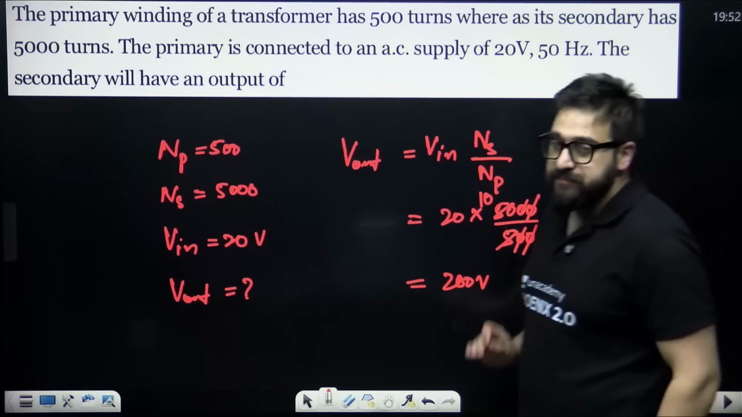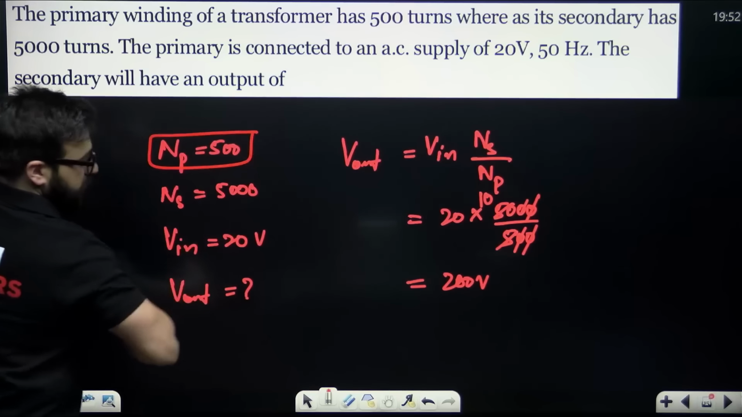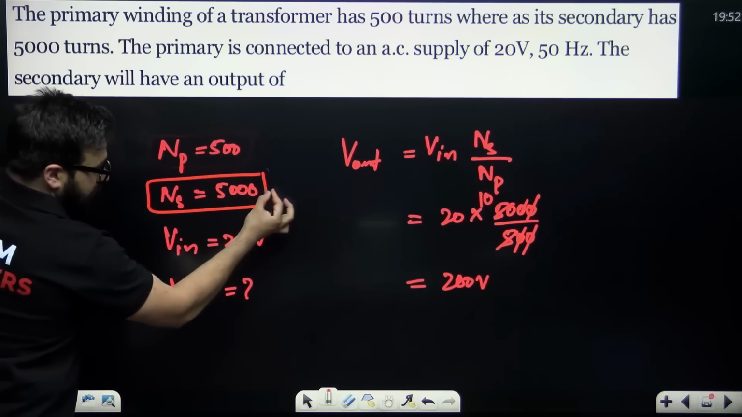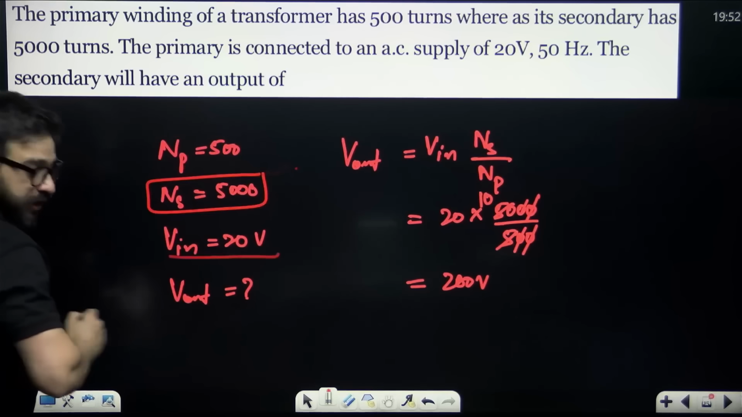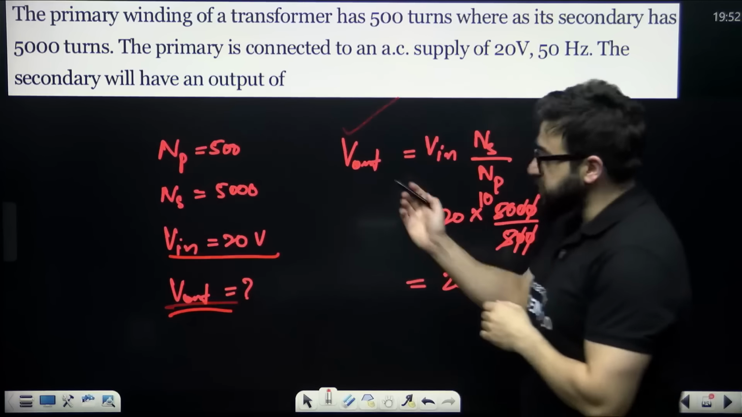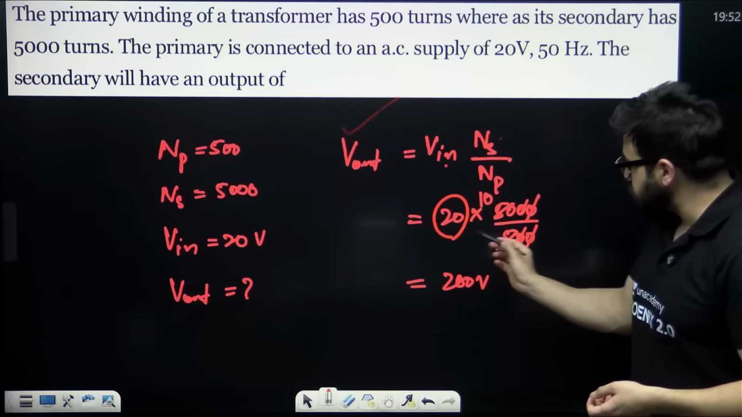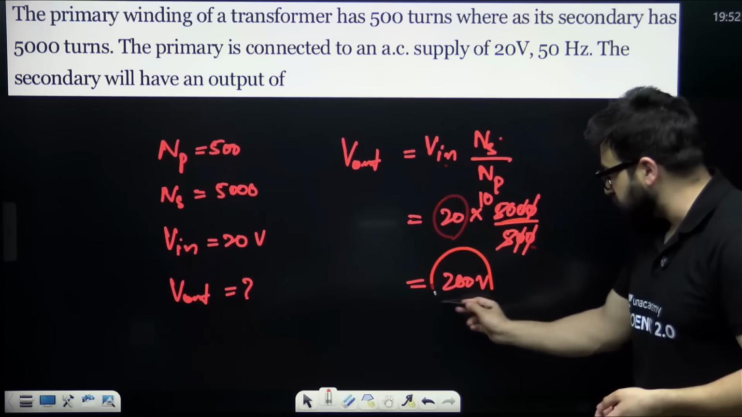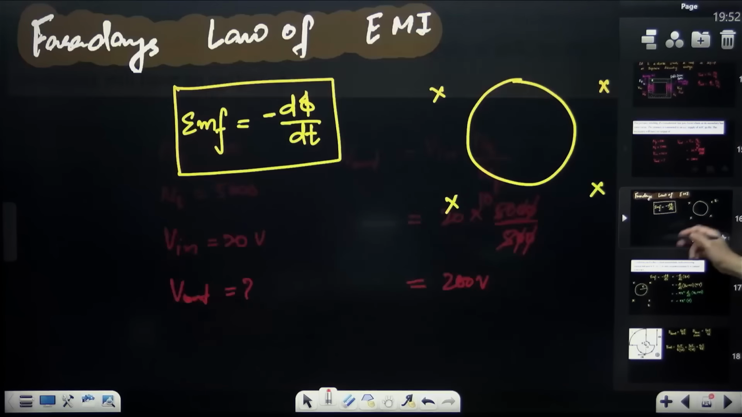Now this is a question. In this question, the number of turns in the primary coil is given as 500. The number of turns in the secondary coil is given as, I would say, 5000. Input voltage is given as 20. You are supposed to find the output voltage. The output voltage of the transformer is simply V input Ns divided by Np. Just put the values. This is 20 into 5000 divided by 500. It will come out to be 200 volts. I hope this is crystal clear.